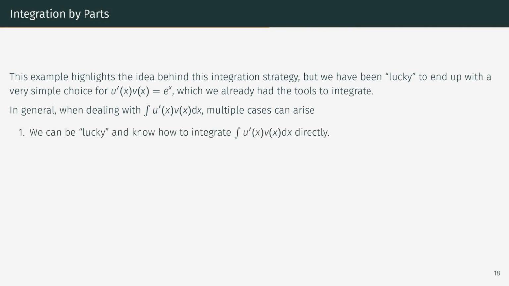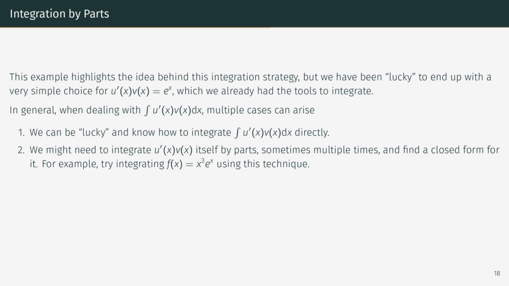The first is that we can be lucky and know how to integrate the integral of u prime of x times v of x dx directly. The second is that we might need to integrate u prime of x times v of x itself by parts, and sometimes even multiple times, and find a closed form for it. For example, you can try integrating f of x equals x cubed e to the x using this technique.